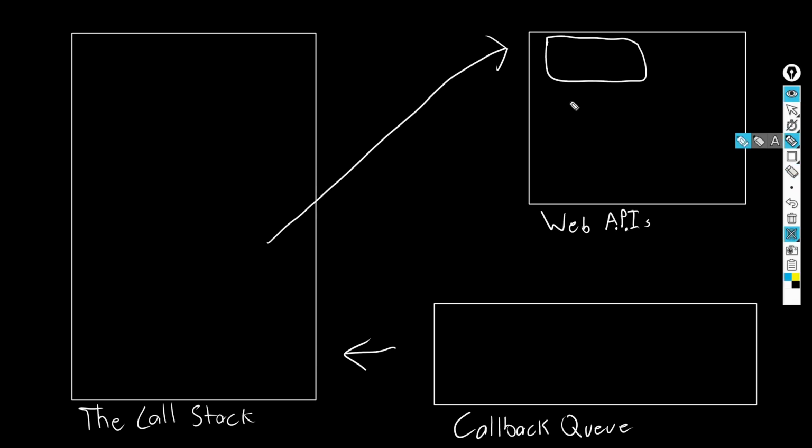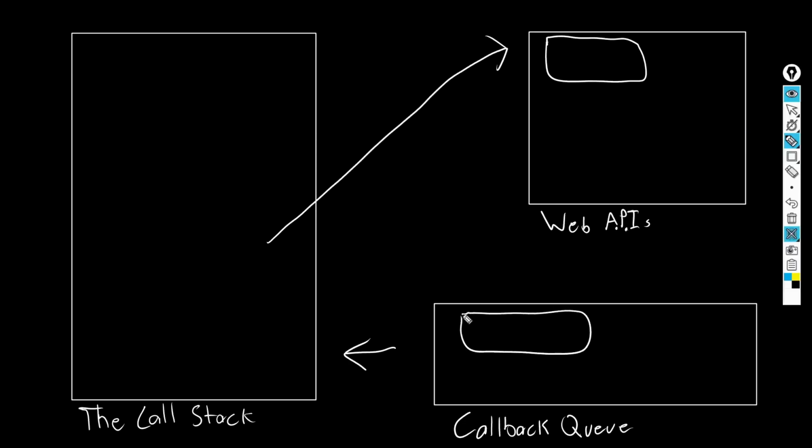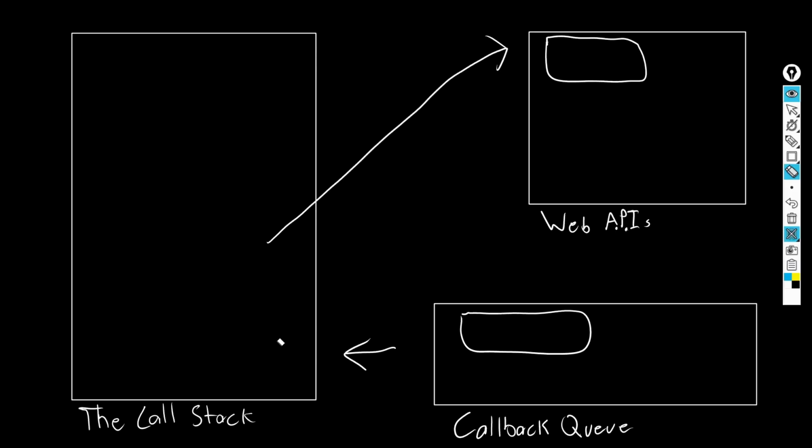Our set timeout that was sent to the web APIs, once it's finished, will go down to the callback queue. And here's where the event loop really shines, and it's quite simple. The event loop checks if the call stack is empty, and if it is empty, it takes the first thing from the callback queue and throws it on the call stack. The call stack can then execute this with no issues, and everyone's happy. We'll take a quick look at an example of this.